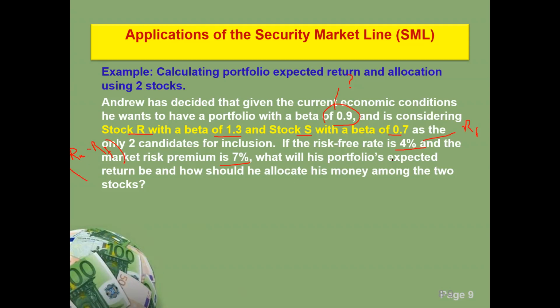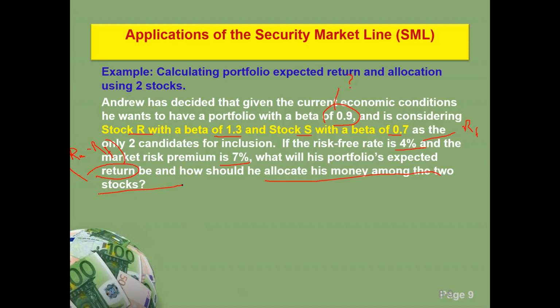So what is his portfolio's expected return? First, we need to look at how much return his portfolio will give. And how should he allocate his money among the two stocks? How much money should he put in one stock and how much money in the other stock? This is what we need to look at.